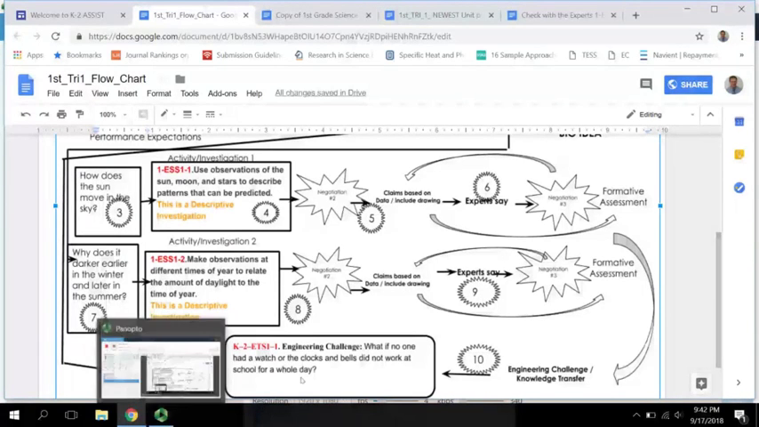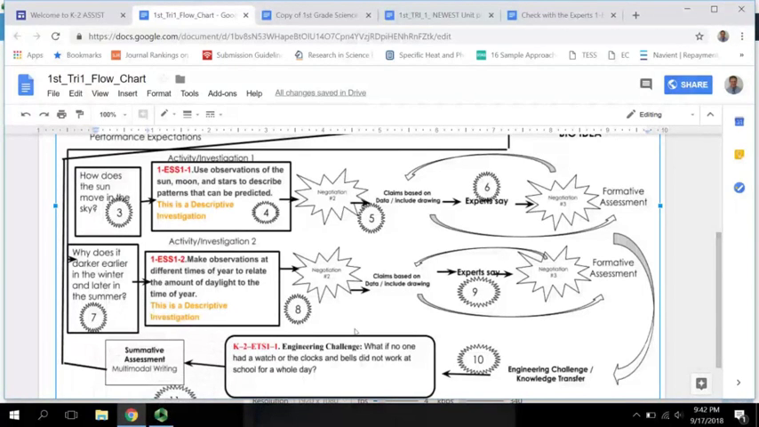In this lesson, that again is going to take multiple days, could take up to a week, they're going to take the information that they learned in the first two investigations and now they're going to apply it to a problem and try to solve the problem.